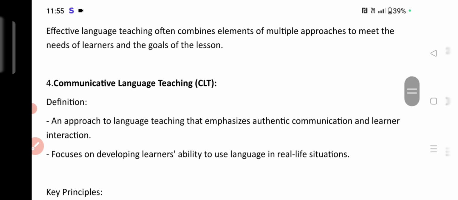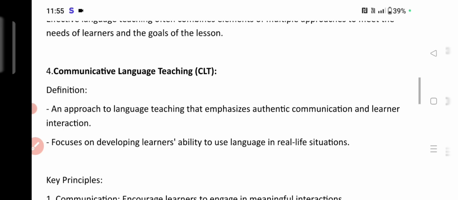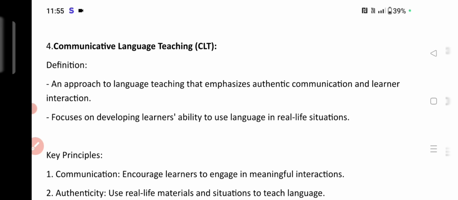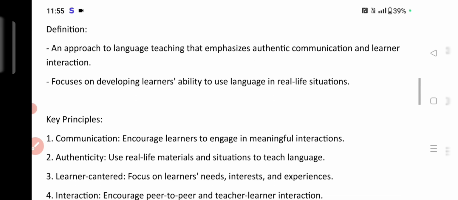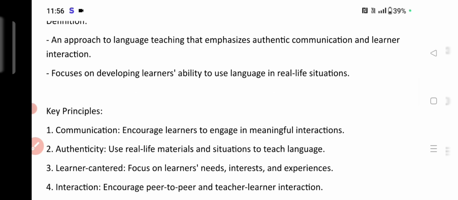So the next topic is communicative language teaching, CLT. The definition is the following: an approach to language teaching that emphasizes authentic communication and learner interaction. Authentic communication and learner interaction. So the focus is on developing the learner's ability to use the language in real life situations only.